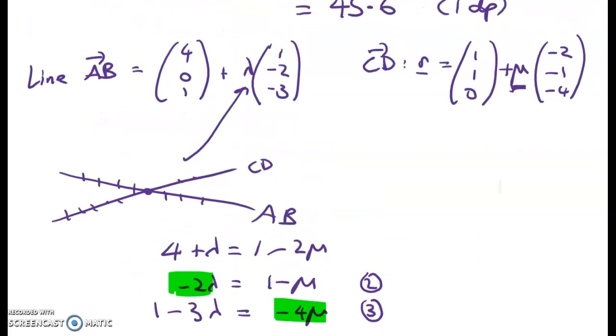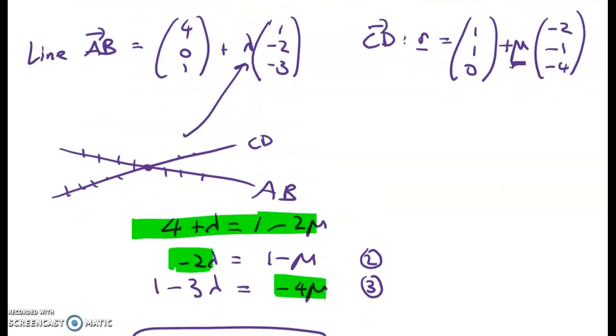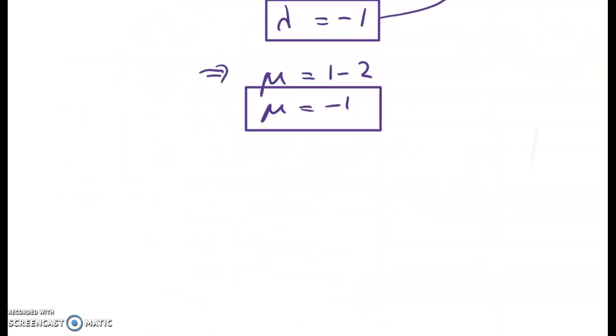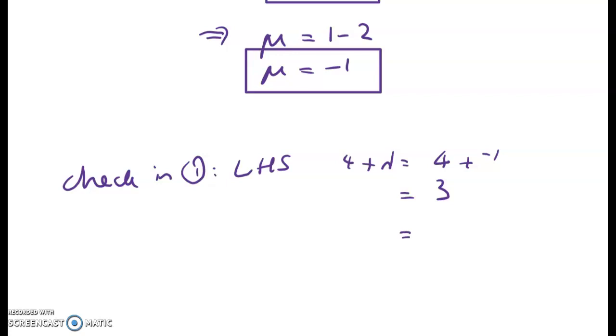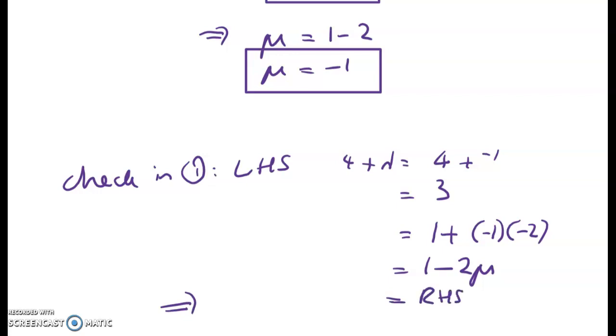Now I have to go and check that they satisfy equation 1. I'm going to put them back into this one here, show what the left-hand side and the right-hand side are, and say what I'm doing. Check in equation 1. Left-hand side, 4 plus lambda is equal to 4 plus negative 1, which is 3. And that's equal to 1 plus negative 1 times negative 2, which is 1 minus 2 mu, which is equal to the right-hand side.